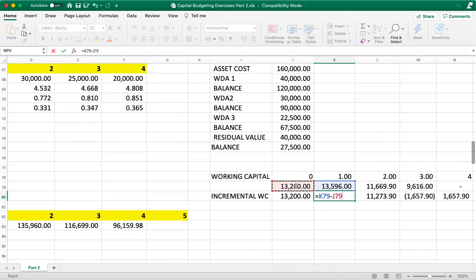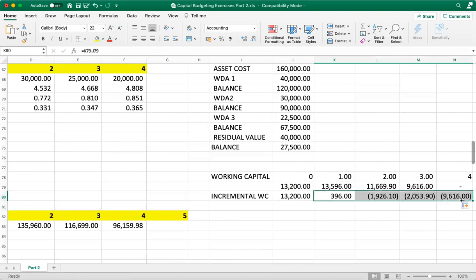Okay, so that is what we have. The incremental is 396. When it comes to year 2, the incremental is negative, meaning we withdrew cash from the business. We've reduced our level of working capital. And then in year 3, again, we've reduced our level of working capital. So we've computed the incremental working capital.